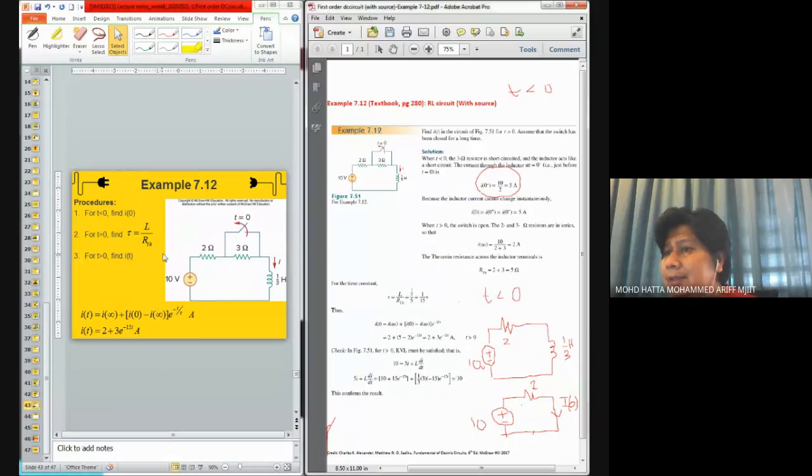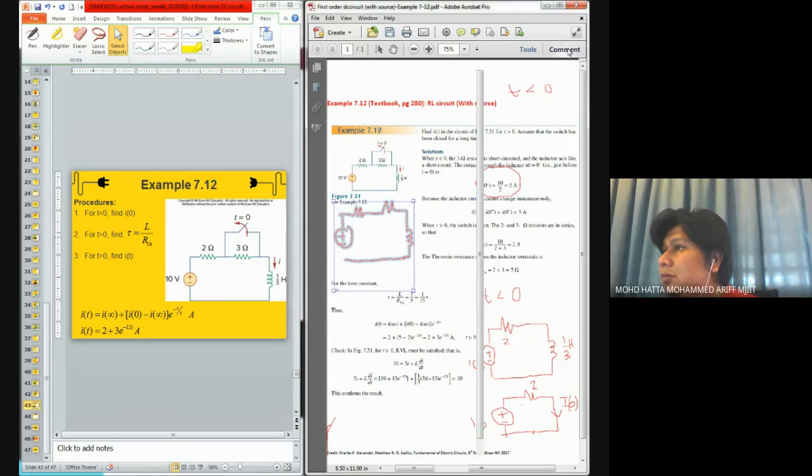At t greater than 0, the circuit should look like this. This is just after the switch is open.